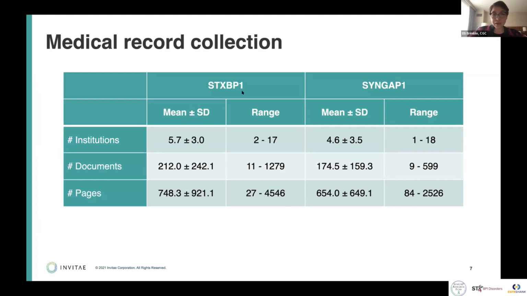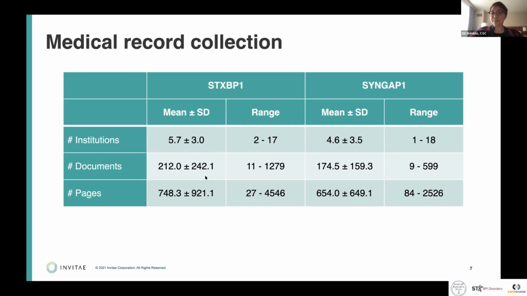So comparing STXBP1 to SYNGAP, when we look at the number of institutions that we've collected medical records from, for STXBP1, this is about six institutions. And for SYNGAP, it's about five. But you can see that it ranges all the way up to 17 or 18.